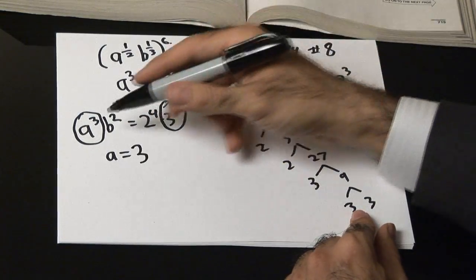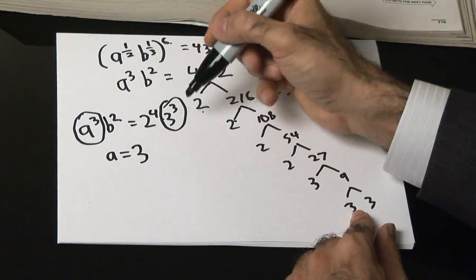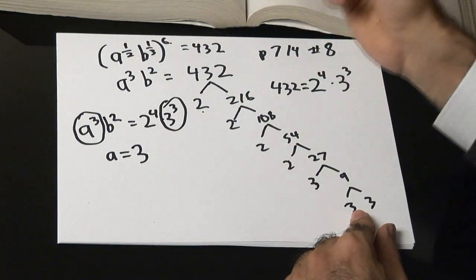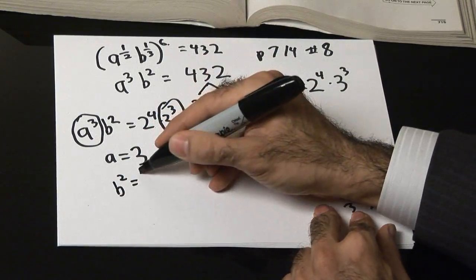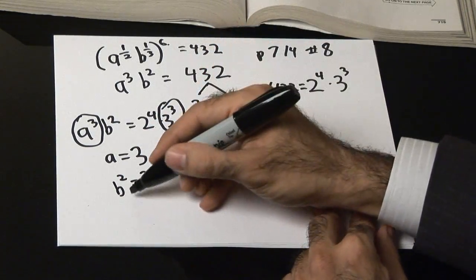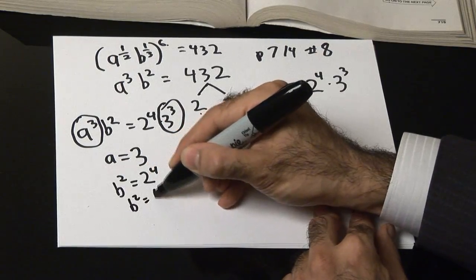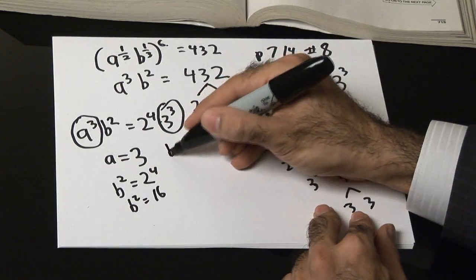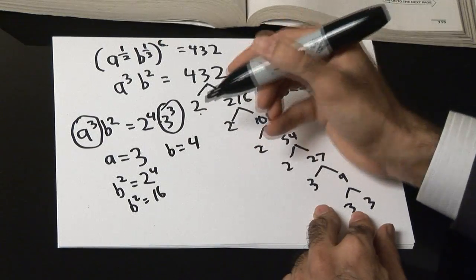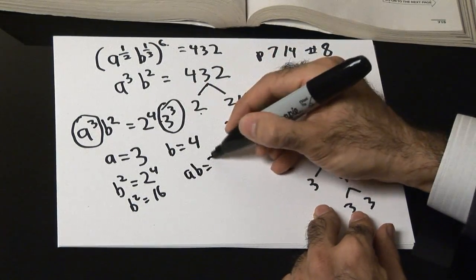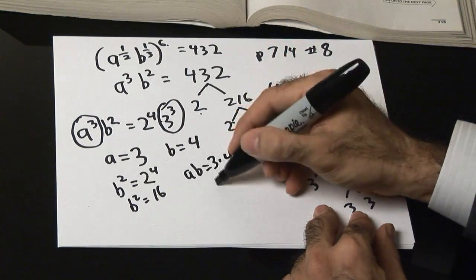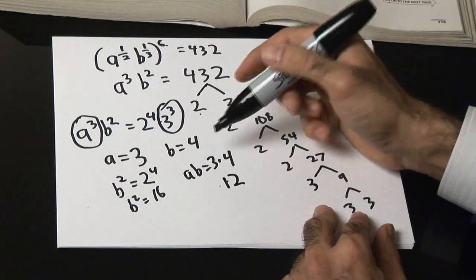In a class, you might do it a little bit more rigorously, but you can basically see that it equals 3, which leaves us with the statement that b squared equals 2 to the 4. 2 to the 4 is 16, so you have b squared equals 16, or that b equals 4. And the question says, what is ab? That means ab equals 3 times 4, or that it equals 12.